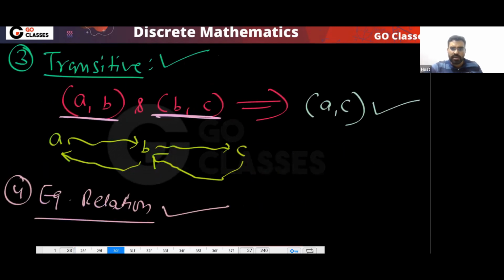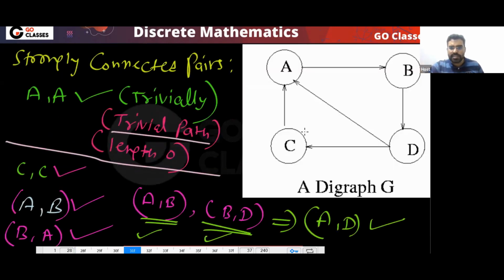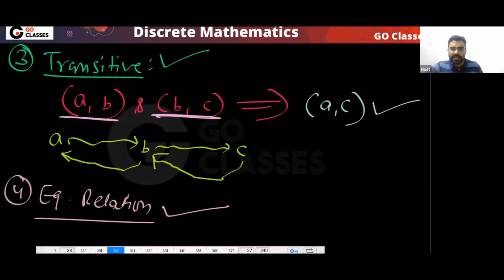Now let's find out equivalence classes. If this is an equivalence relation, then you find equivalence classes. Let's find them.